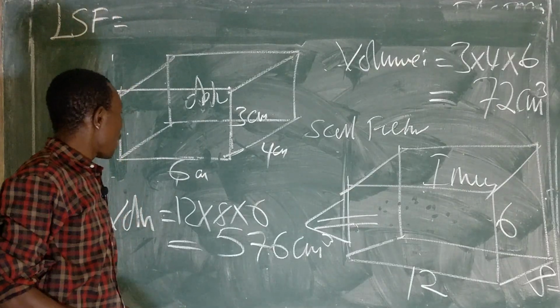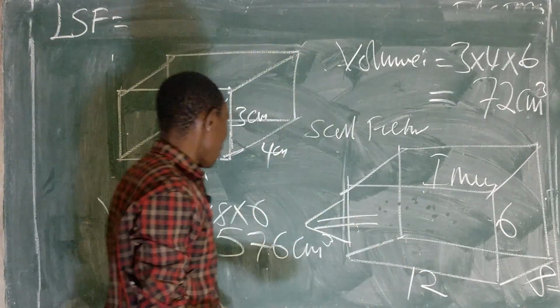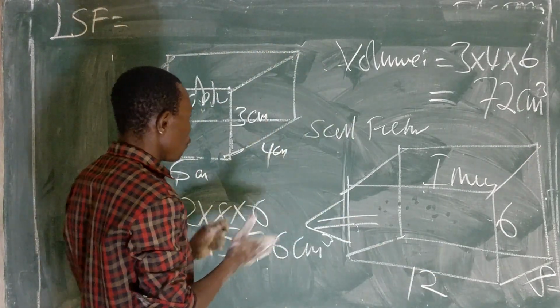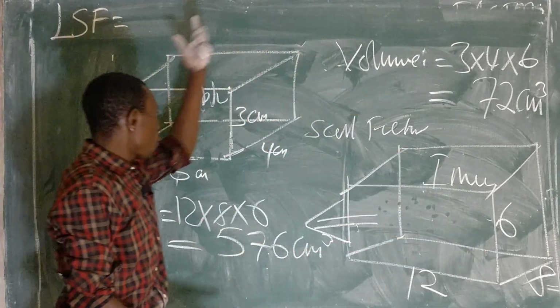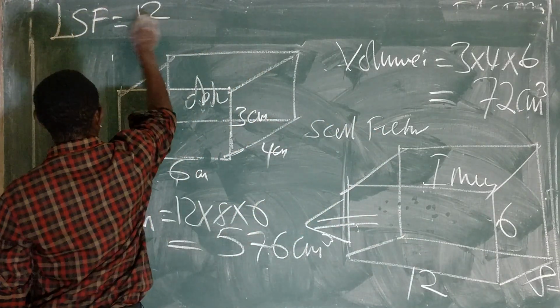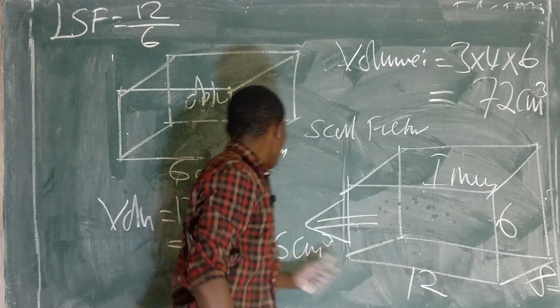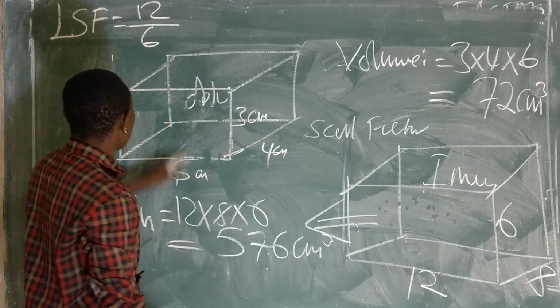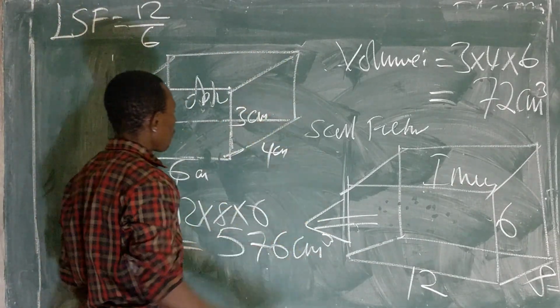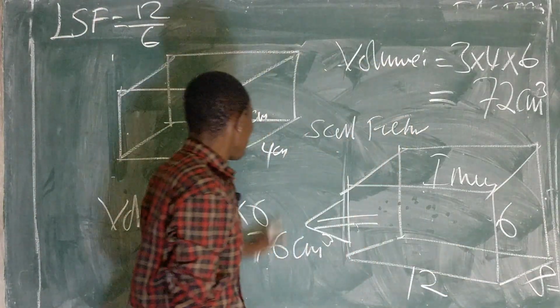If this is my length and this is another length, then if I talk of the ratio of the image to the object, it would be 12 to 6, because this side corresponds to this side. And this one should be compared with the width. Here is 8 and this one is 4.